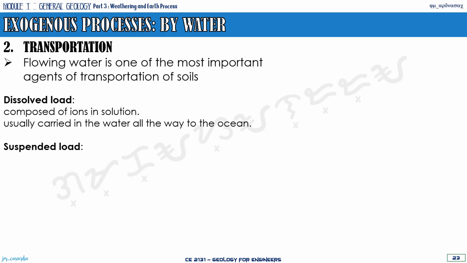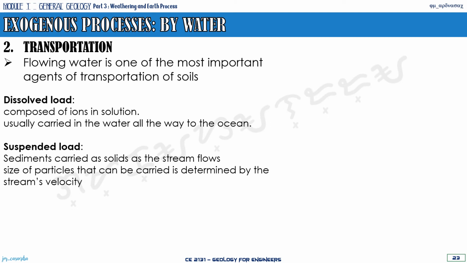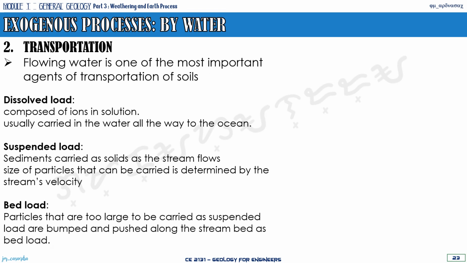We also have your suspended load. So ito yung mga smaller particles na hindi kayang ma-dissolve pero super liit kaya kaya pa rin siyang tangay ng flow pero nandun siya sa bandang taas ng water surface ninyo. Okay? So the particles that can be carried away will be determined by the velocity of the stream. And then the bed load, same condition as for transportation by wind. Ito yung particles na malalaki, kaya medyo nasa ilalim naman siya ng stream bed or river bed ninyo. Pero natatransfer pa rin siya.